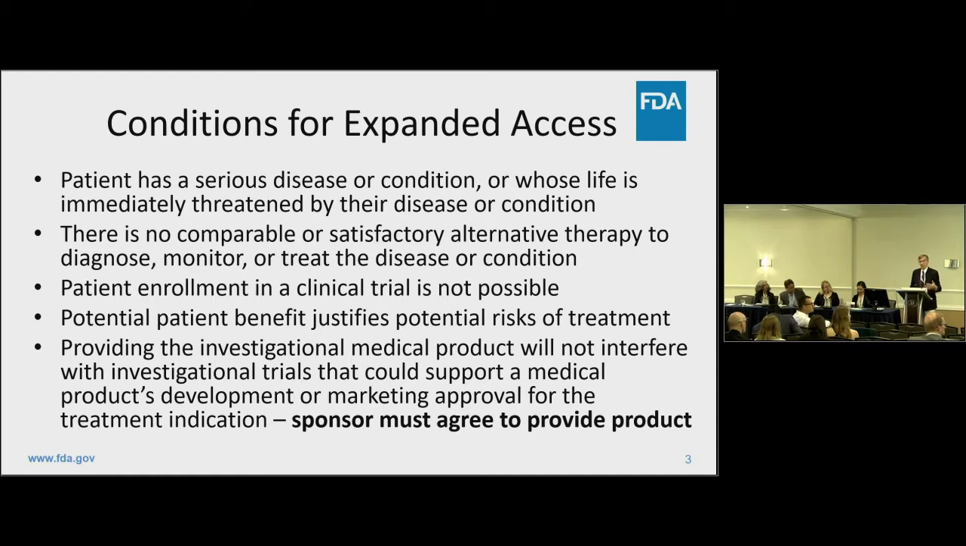disease or condition. Life has to be immediately threatened by their disease or condition is another alternative way of getting there. There can't be a satisfactory alternative to deal with the disease or condition. Enrollment in a clinical trial should not be possible. The patient benefit should justify the potential risks of treatment. And these are in our regulations.